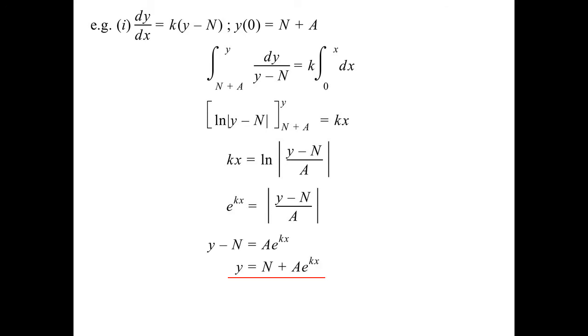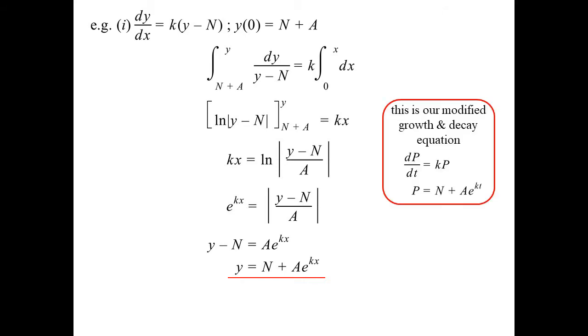So y minus n is a e to the kx, and we end up with, you'll hopefully recall, what we would just quote as the answer for our modified growth and decay. So y is equal to n plus a e to the kx. But anyway, that's proving that what we have been quoting, we can use.